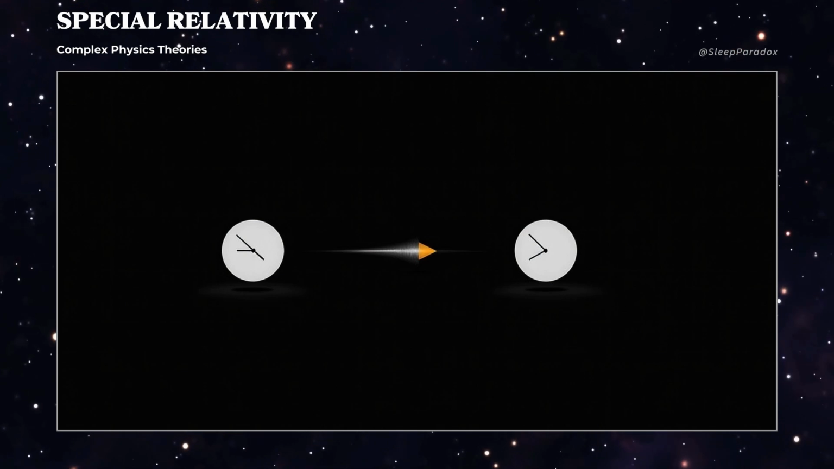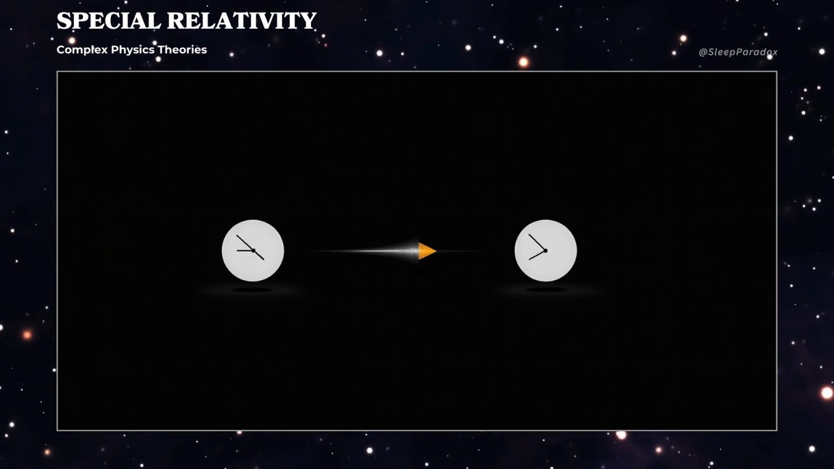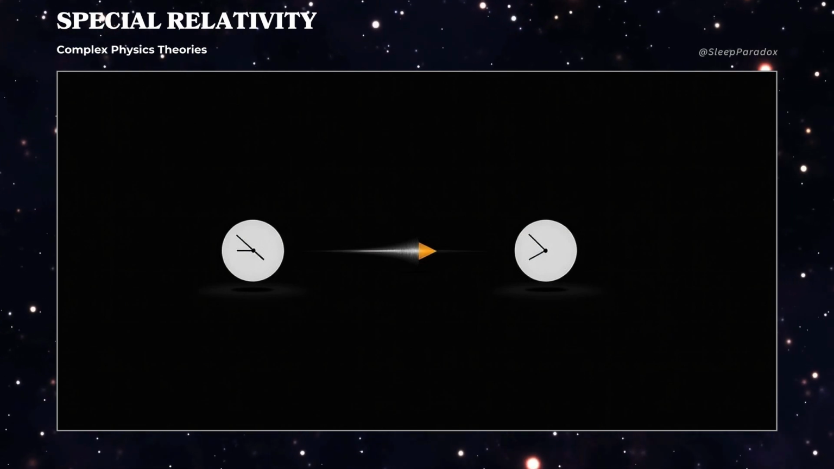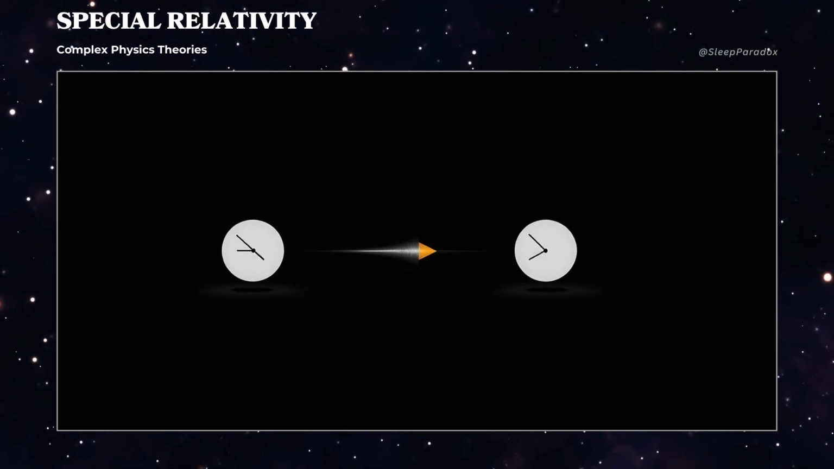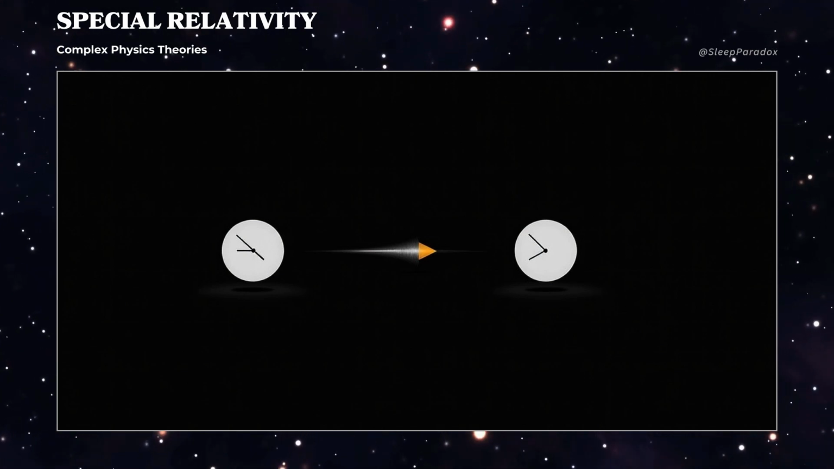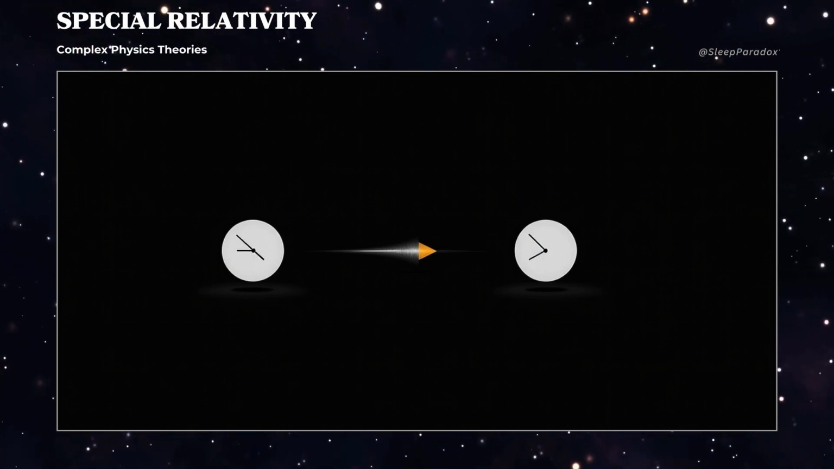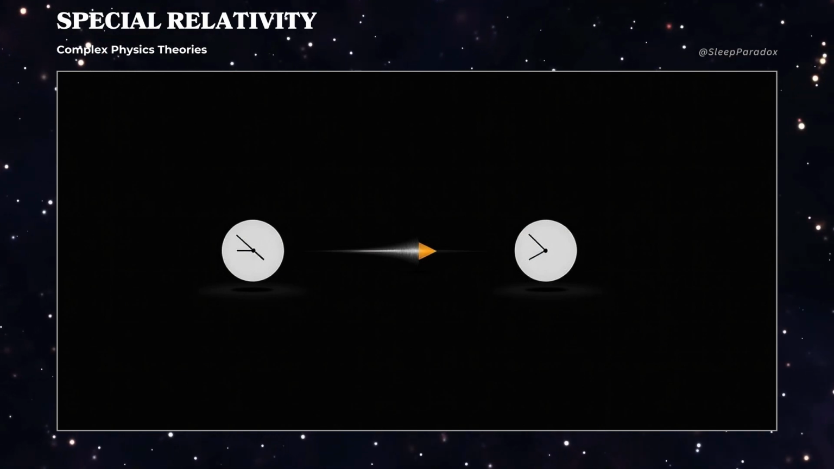Special relativity replaced the old Newtonian view of the universe with a new picture, one where the laws of physics are the same for all observers, but measurements of space and time depend on how fast you're moving. It showed that space and time are not rigid backgrounds. They are dynamic and responsive, shaped by motion and perspective.